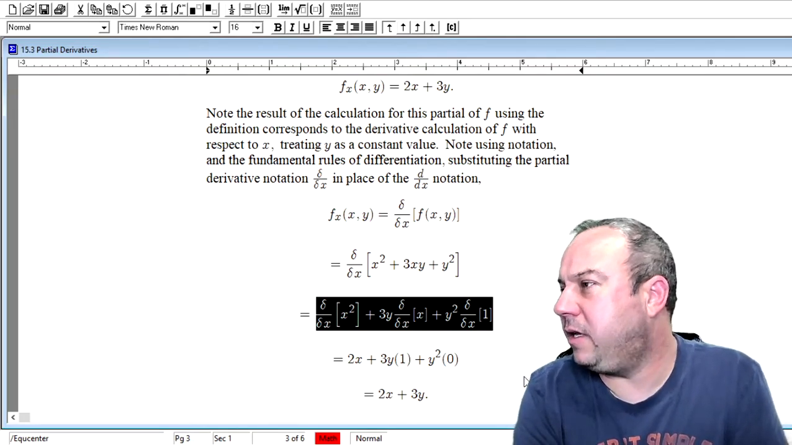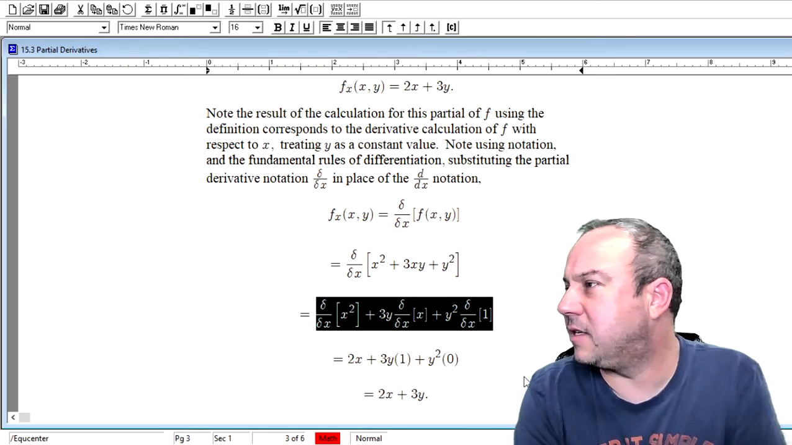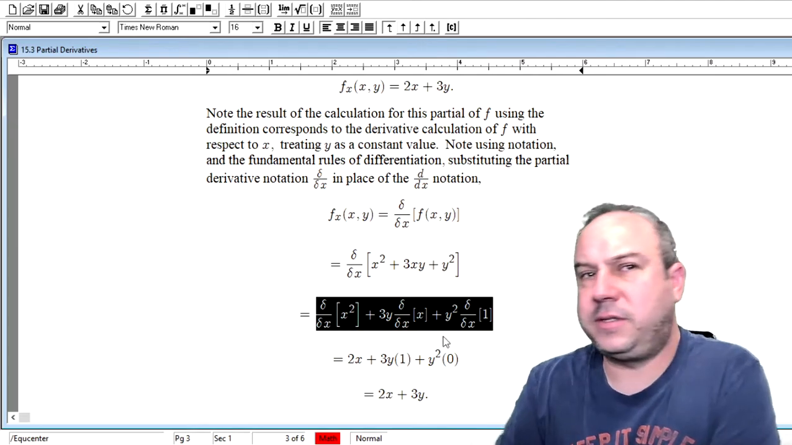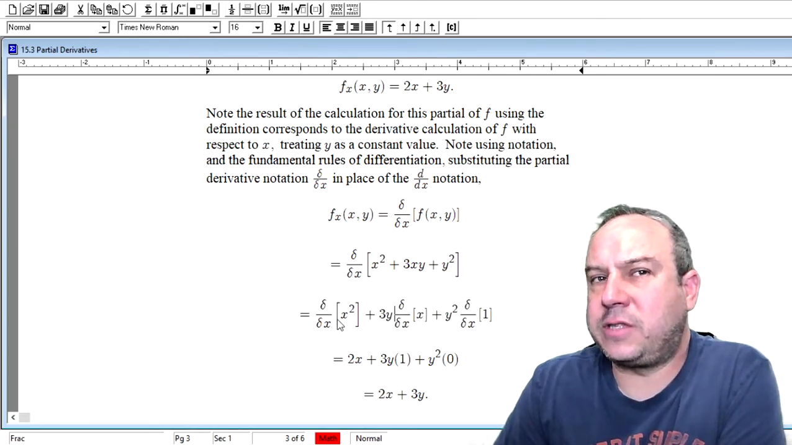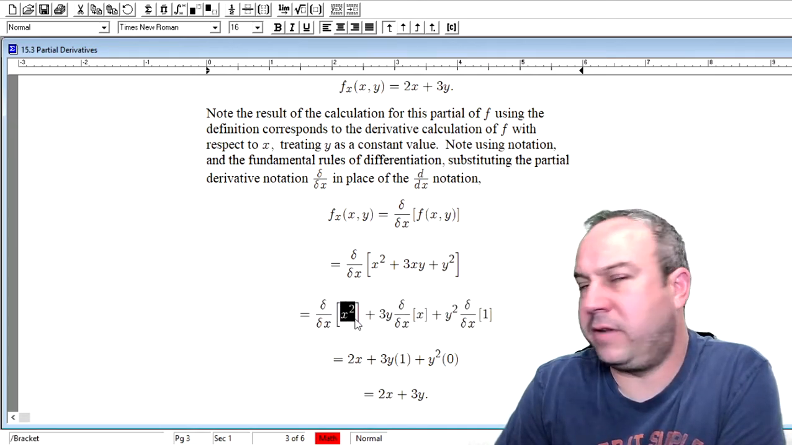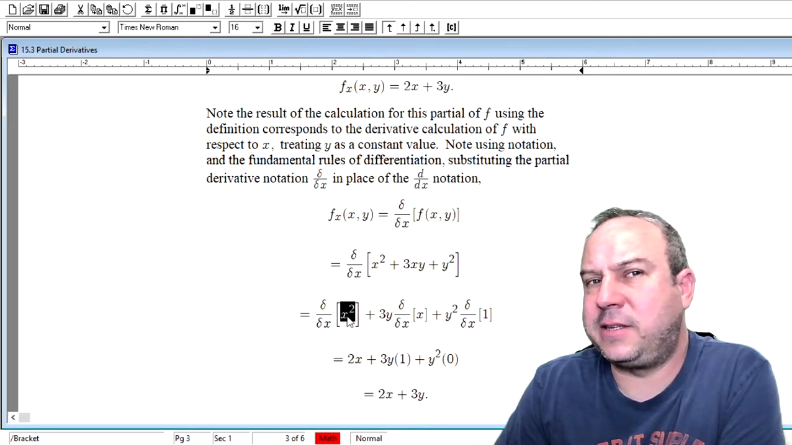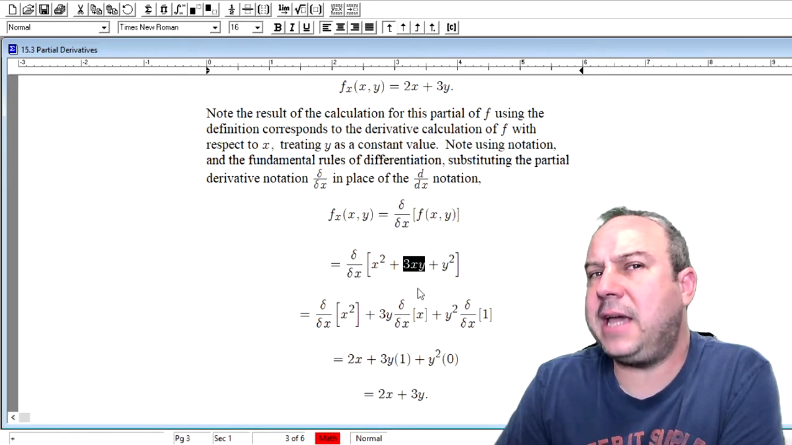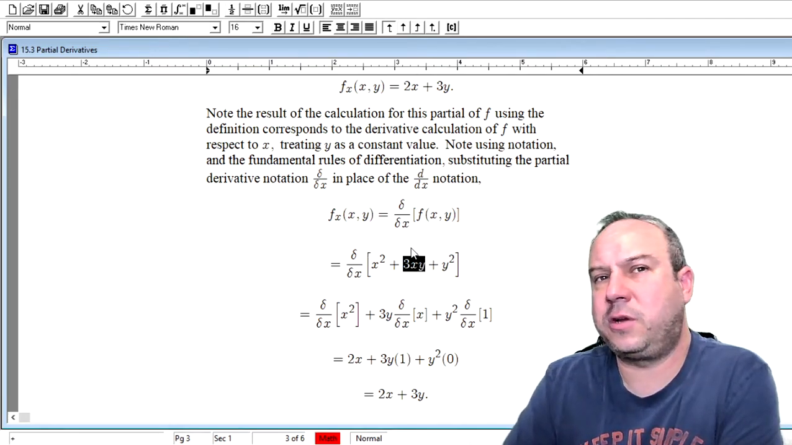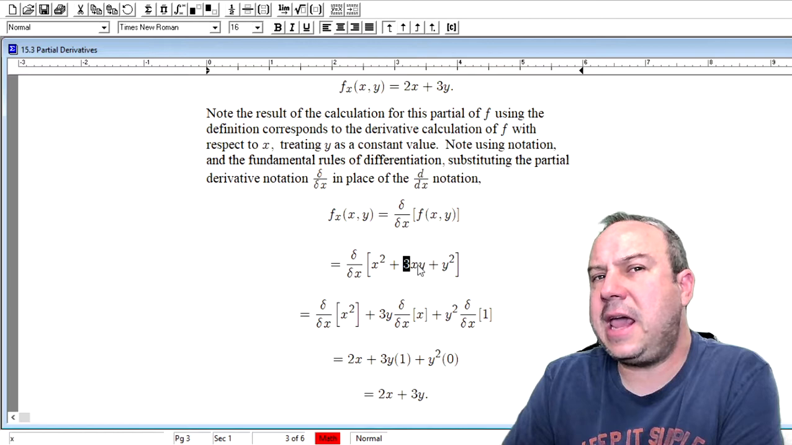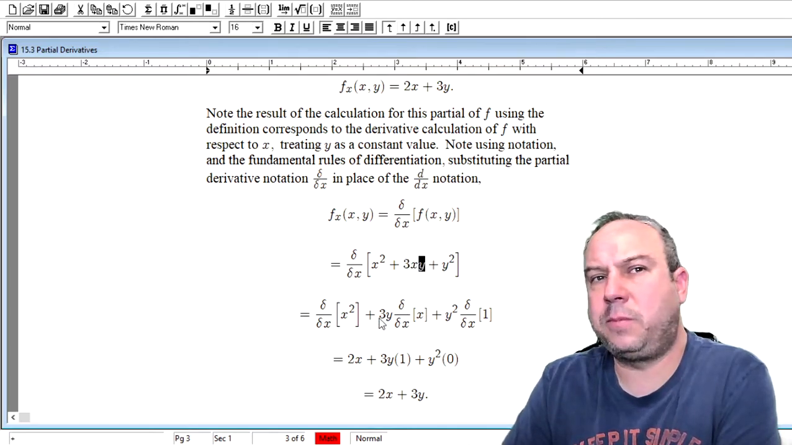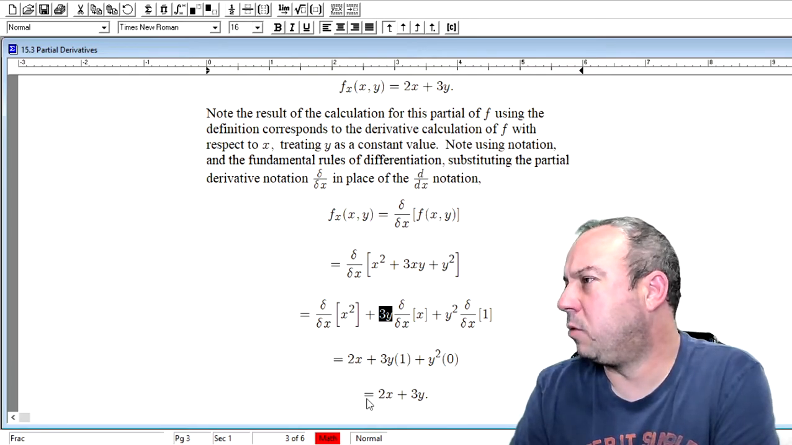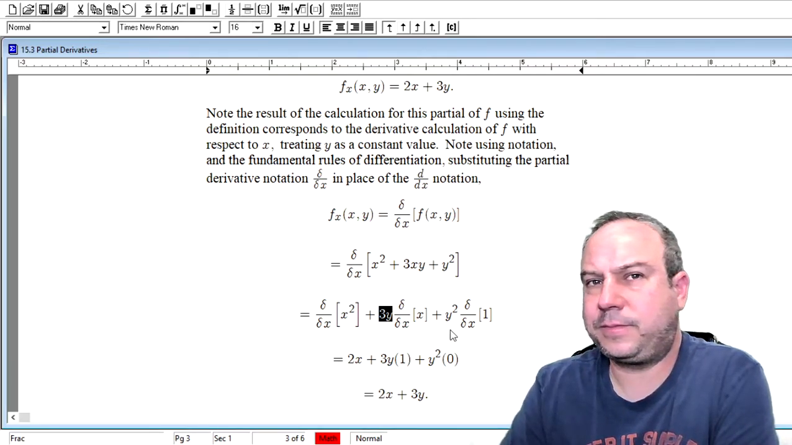I'm treating the y's as a constant multiple, and I am factoring the constant multiples out of each of those operations of the partial derivative operator. Now, this first term has no constant multiple in it. We're going to apply that operator rather directly. But when we apply it to this middle term, when it distributes here, 3 and y are constant multiples, and they're going to factor themselves out using constant multiple rules of derivatives.